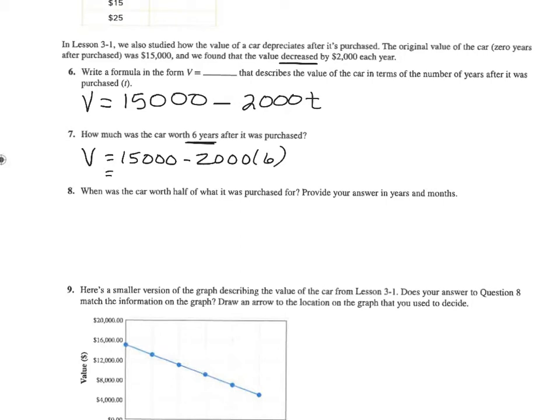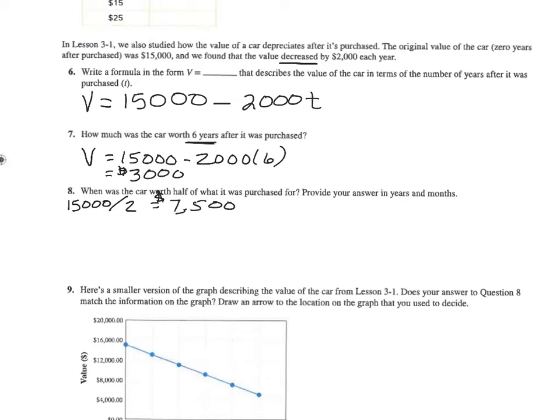Okay, so let's pause this and you can figure out what that would be. Well, our calculator should have calculated $3,000. So after 6 years, it was worth $3,000. Okay, 8 says, when was the car worth half of what it was purchased for? Well, it was purchased for $15,000, right? So if we're looking to half that, we're looking for when it is worth $7,500.